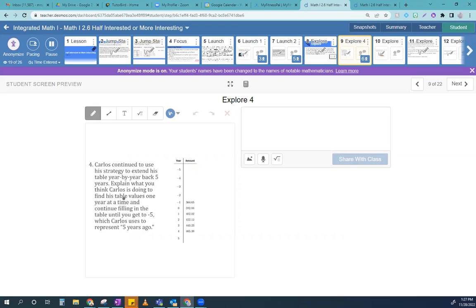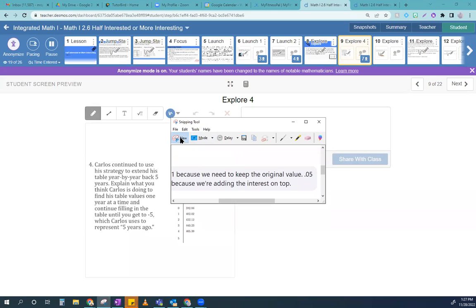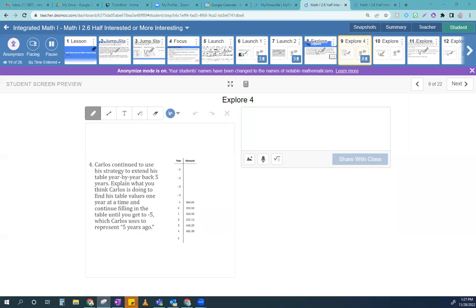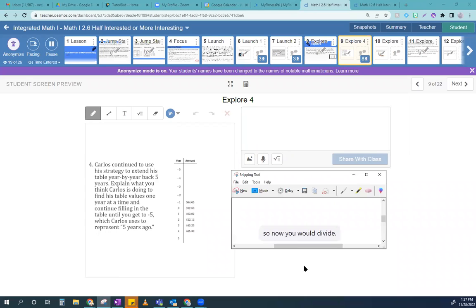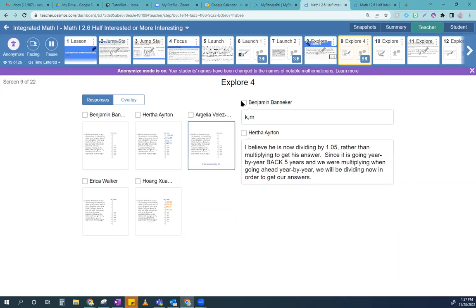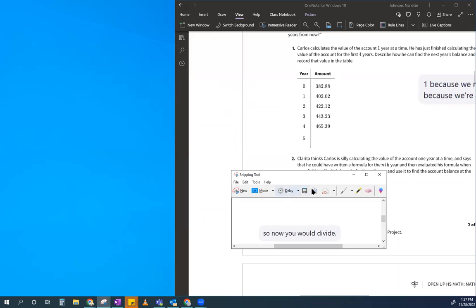Explain what you think Carlos is doing to find his table 1 year at a time, continuing filling it in. Yes, ma'am. Someone says, hey, Ms. Johnson, so now we're going to be dividing? Yes, ma'am. Exactly for this part here, very fantastic, by the way. So here, Carlos is going to be dividing. And I think some of you actually did that work for me. Very good. But no one actually showed it. So someone needs to put that down so that we all have this. So now we would divide.